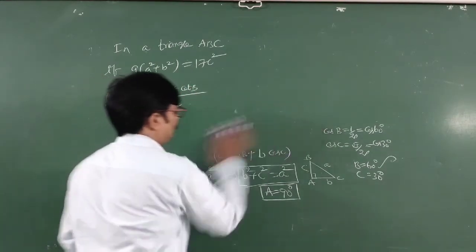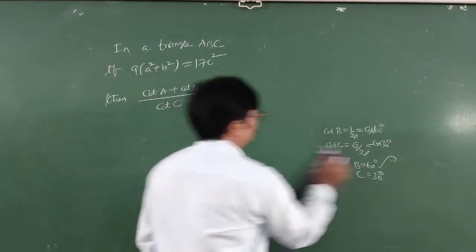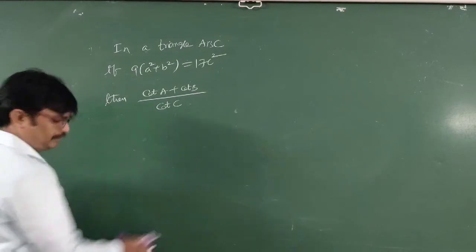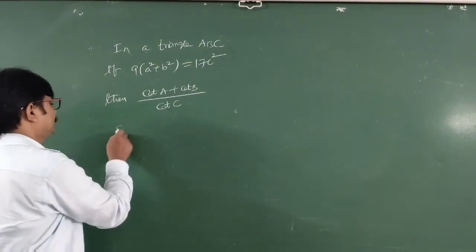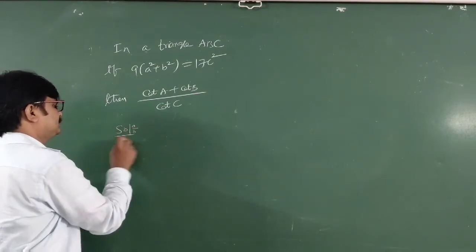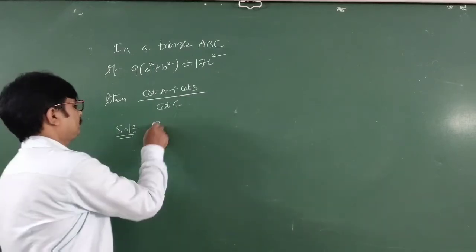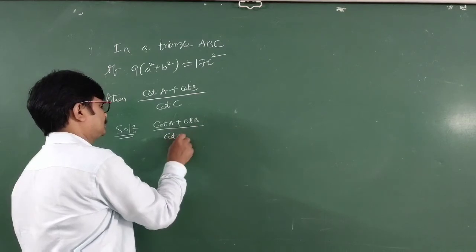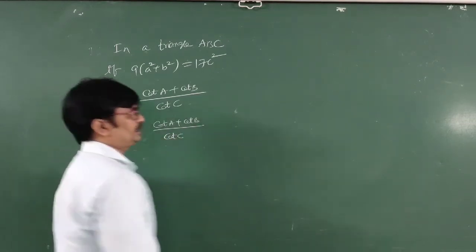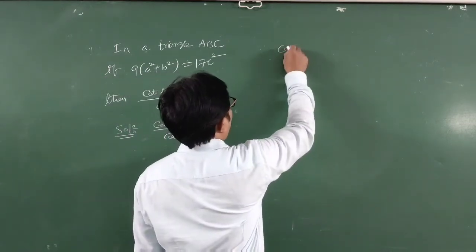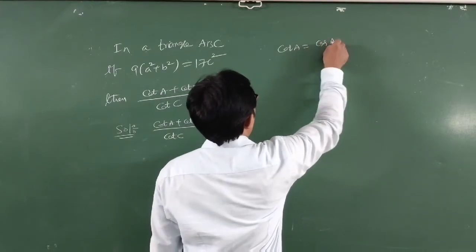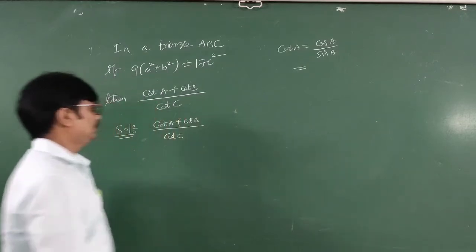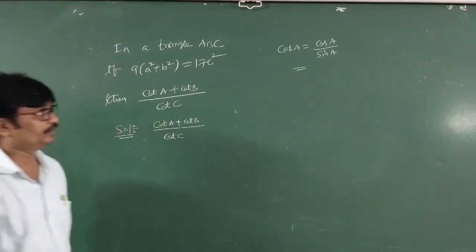This is what students. We have to find the value of cot A plus cot B upon cot C. My dear students, how can you write this? Everybody knows that, just one minute students. The cot A, what is this? Cos A by sin A. So students, cot A is cos A by sin A.